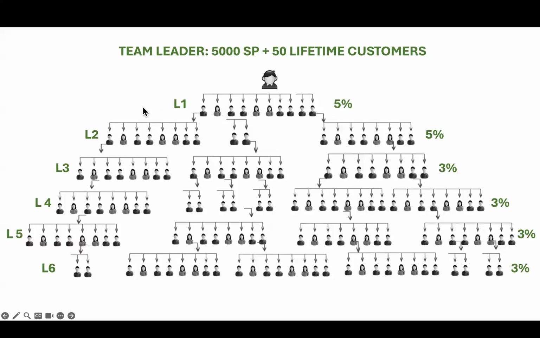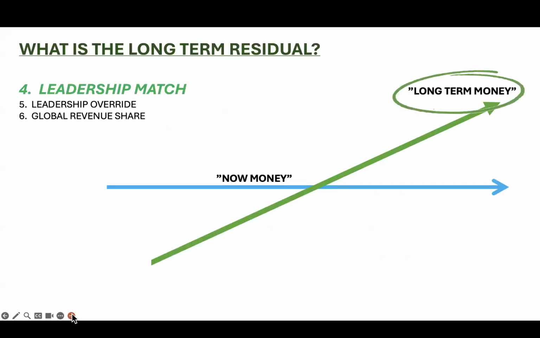So this is how I wanted to portray it. This is level 1 at 5%. This is level 2 at 5%. Level 3 obviously is 3%. And this is kind of like a simulation as a team leader that did the 5,000 SP that unlocked all 6 levels, right? So this is going wide, right? It's going to be based upon commissionable volume, based upon the width of your business. All right. Now, so those are the 3 now monies that I covered.